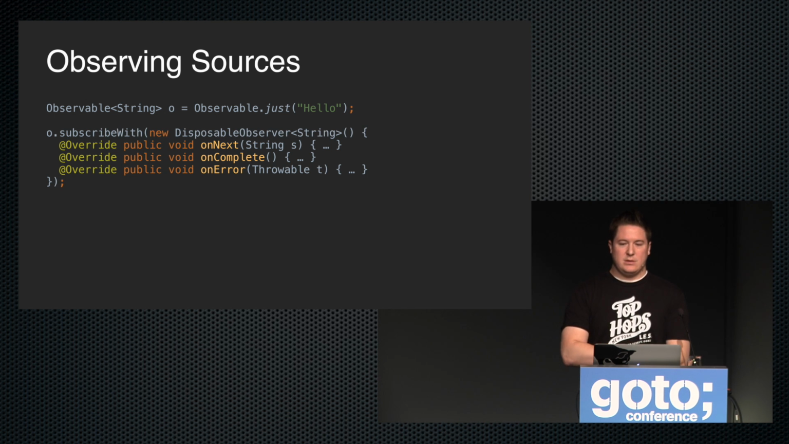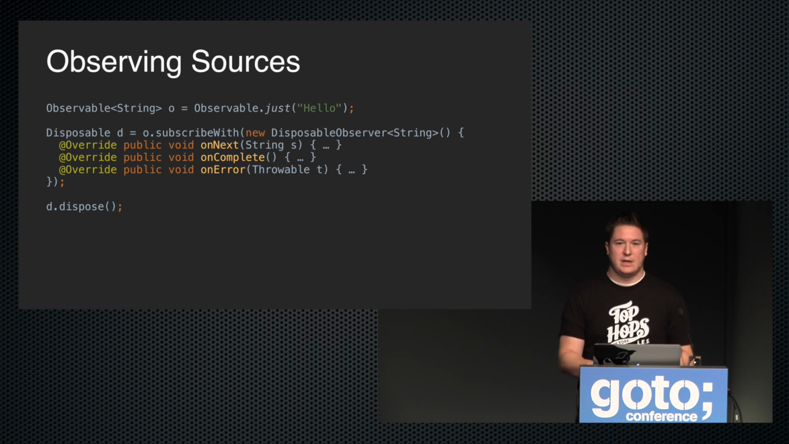But there's a new method in RxJava 2 called subscribeWith. This allows you to use it in a similar way to RxJava 1, in that it now returns you the thing that you can then call dispose on. In RxJava 1, this is called a subscription. It's also called a subscription in the Flowable world, but in the observable world, it's a disposable.